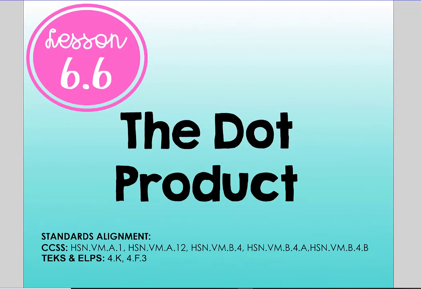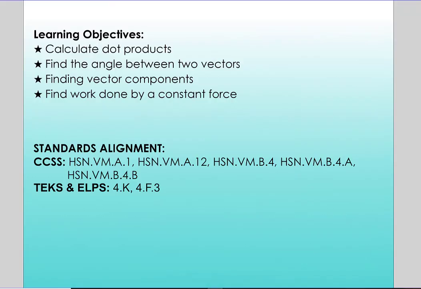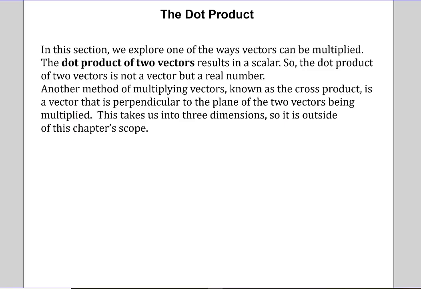Hey everyone, today we're going to look at the last lesson in Unit 6 on the dot product. We're going to explore one of the ways that vectors can be multiplied. That's through the dot product of two vectors. When we use the dot product, our answer or our result is a scalar. It's not a vector. So the dot product of two vectors is not a vector, but it's a real number.